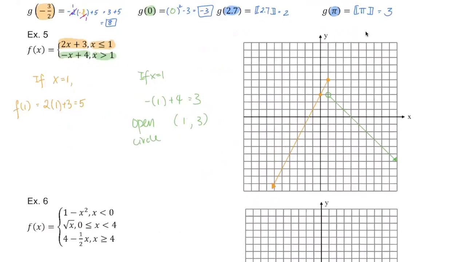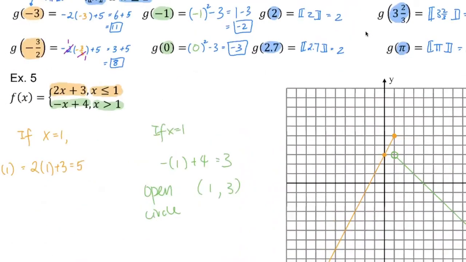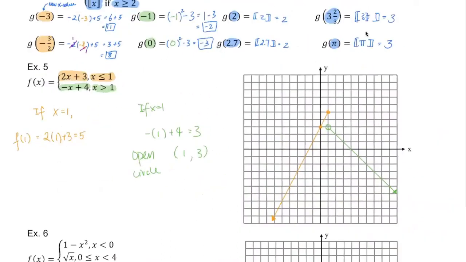Again, we have a closed circle for the orange part because x is indeed equal to 1, so we use the top equation. But why do we care about the open circle? Because the graph is going to start immediately after it leaves the x equals 1 value. So we're just going to place an open circle to tell the world that, hey, I know that x is not equal to 1 for the green graph, but it's going to start right after 1. So we just place an open circle to indicate that.